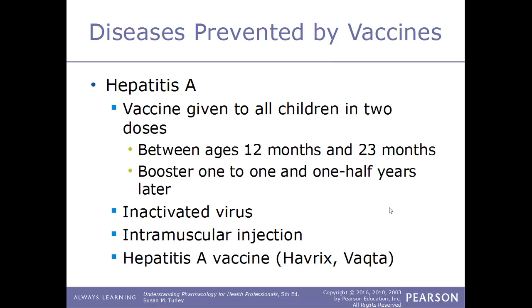Now, the vaccine for hepatitis A is given to all children in 2 doses between the ages of 12 months and 23 months, then a booster about a year to a year and a half after that. The vaccine contains an inactivated virus that's given through an intramuscular injection. The trade names that this vaccine is sold under are Havrix and Vaqta.